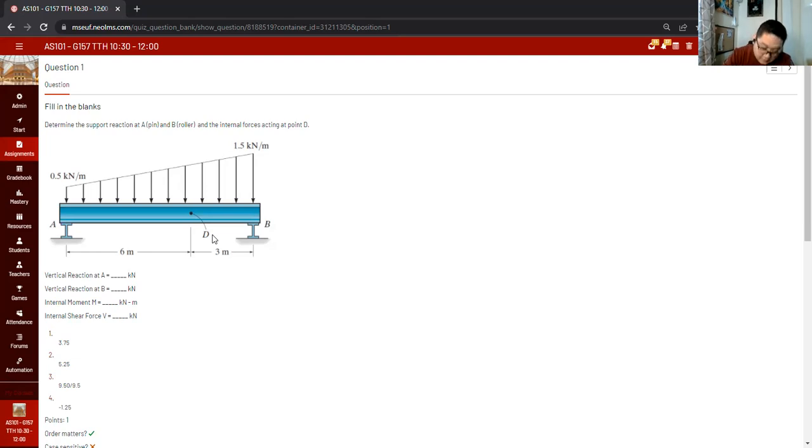Ito, trapezoidal yung load. So yung support nun pwedeng i-assume as, no? Pin and roller nakalagay naman. So pin at A and then roller at B. And we have an intensity of 1.5 pala and then 0.5. Yung pinapahanap is at point D. Okay?